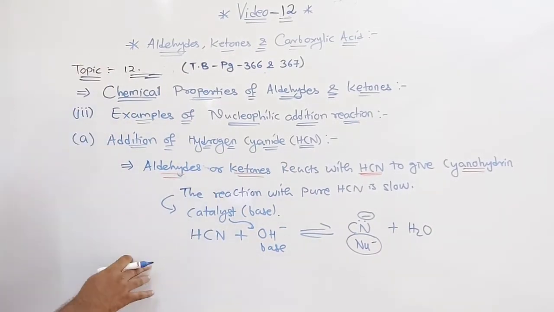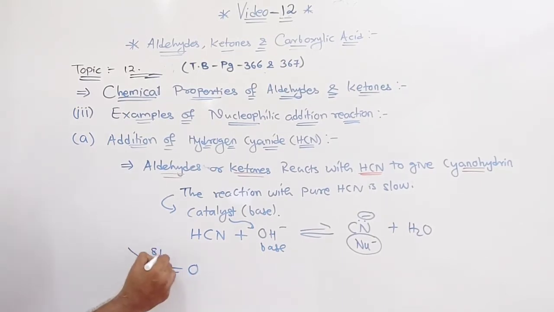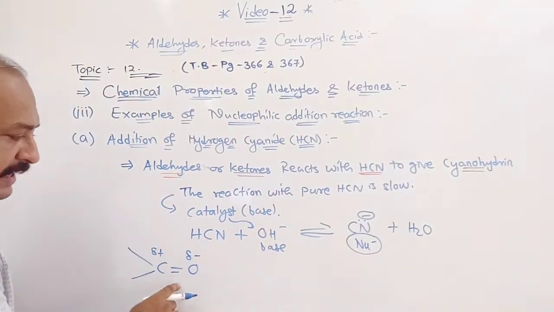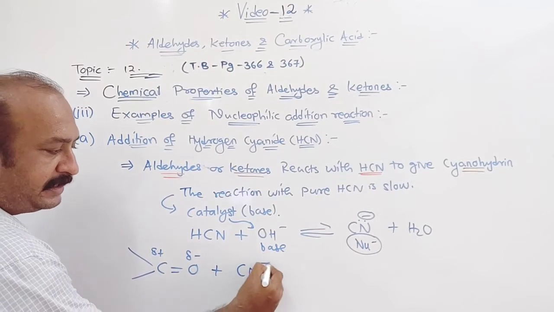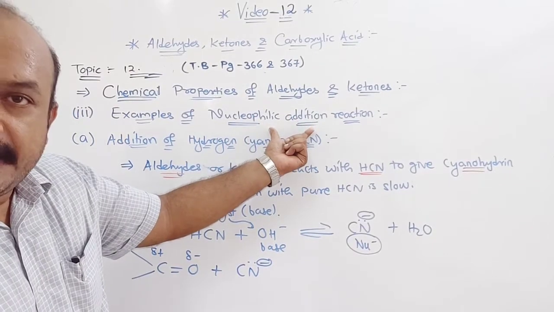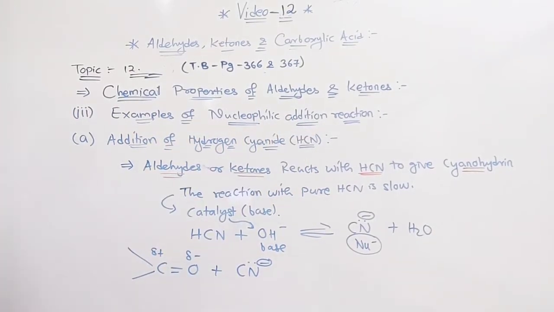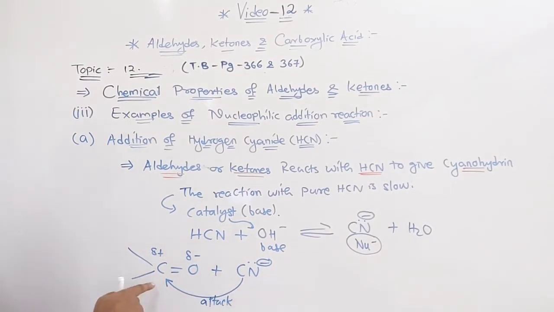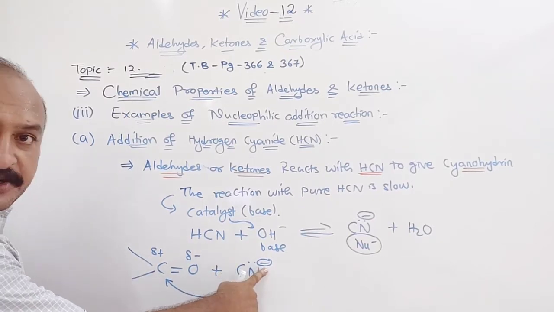So if a reaction is given like this, that is a carbonyl carbon. Now in this case, this is delta plus and this is delta minus. Why? Because of the difference in electronegativity. So when a carbonyl carbon is treated with CN minus, that is a nucleophile, because we are talking about nucleophilic addition reaction, this nucleophile will attack this carbonyl carbon, because it is electropositive, it is electron deficient.